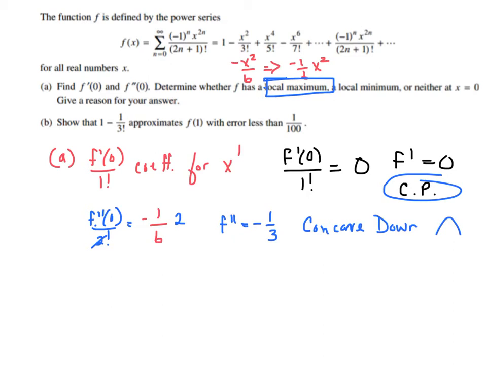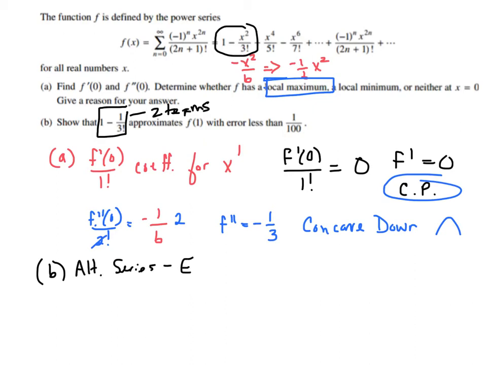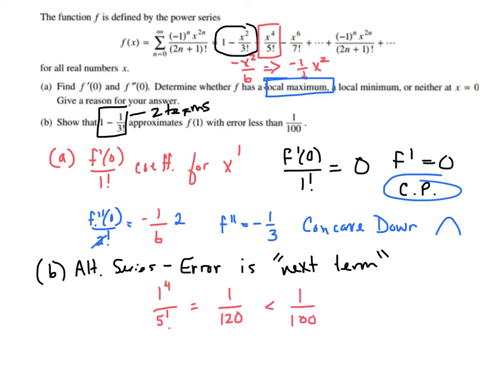Part B says show that 1 minus 1 over 3 factorial approximates f of 1 with an error less than 1/100th. Well, this is, of course, the first two terms in our series, plugging 1 in. So it's these two with 1 plugged in. Well, this is an alternating series, so error is always the next term. So the next term is this. Well, we plug 1 into that, we get 1 to the 4th over 5 factorial. That's 1 over 120, which is less than 1/100th. It says show that the error will be less than 1/100th. We did, because the next term is less than 1/100th, because we're already within 1/120th.